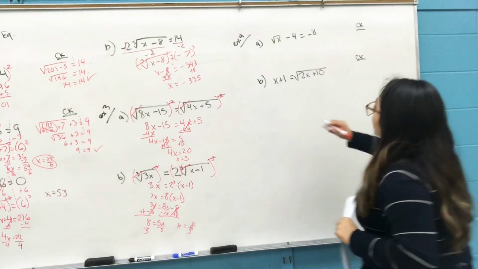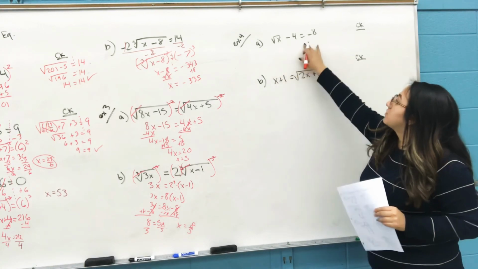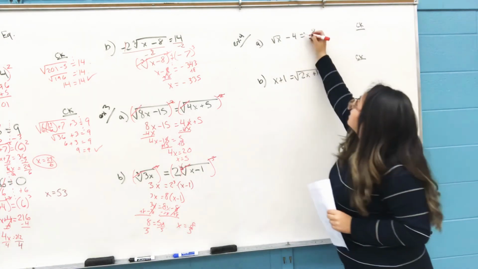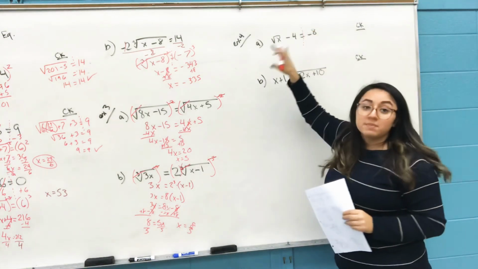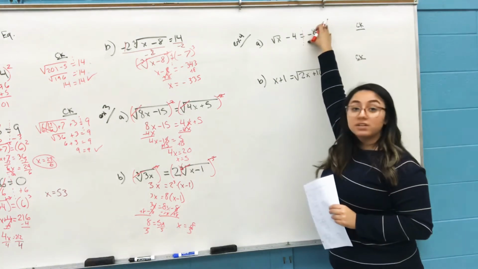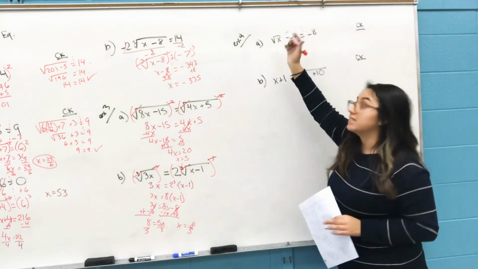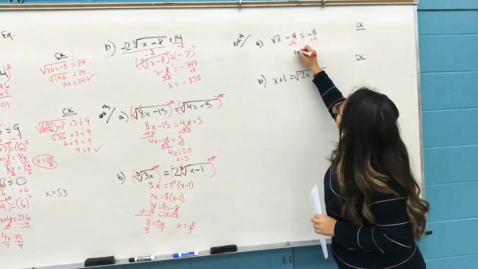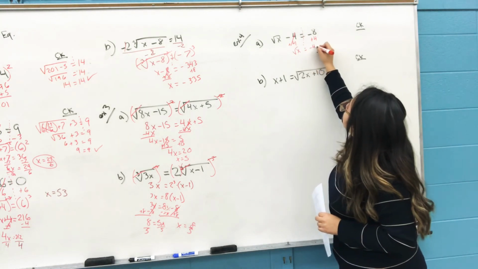So here we have the square root of x minus 4 is equal to negative 8. We have to solve for what x is. That means before we square root, we have to make sure it's by itself on one side. There's no radical on the other side, so we don't have to worry about squaring both sides just yet. We move this over. We have the square root of x is equal to negative 4.